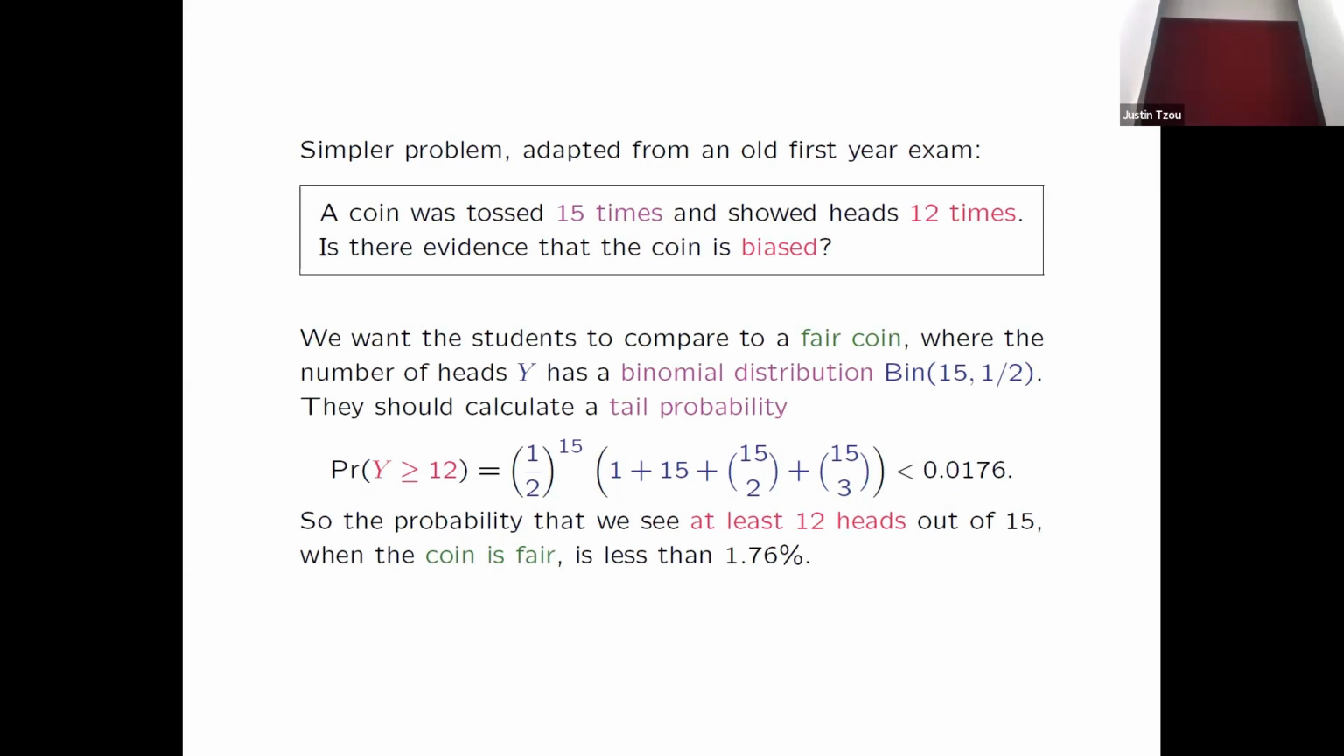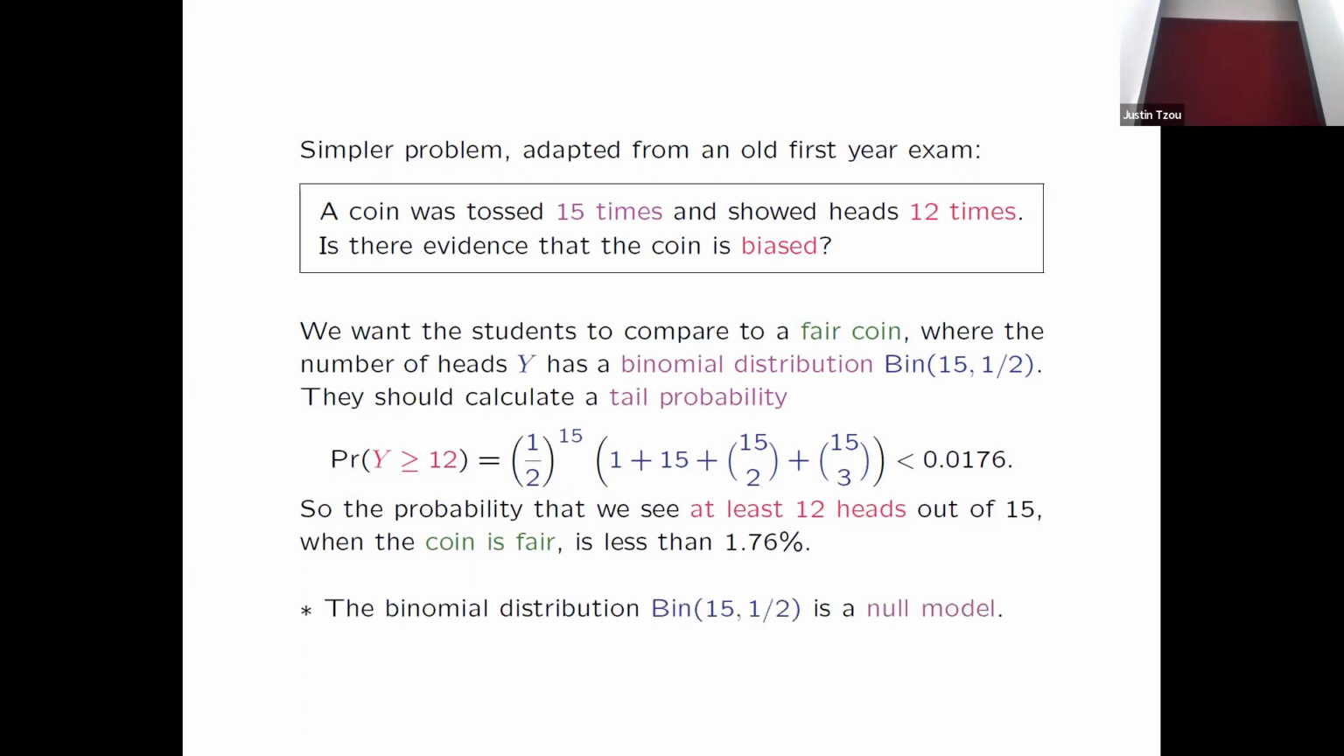So the students should write down a tail probability. We didn't just want them to calculate 12 heads probability, but may as well throw in the whole upper tail, at least 12 heads. How likely is this? So you get something like this. I've actually written down not many tails rather than lots of heads, but it's the same thing. And you get a number which is less than 2%. So now whether or not you think this is significant evidence, that's not a question I want to touch. It's context specific.